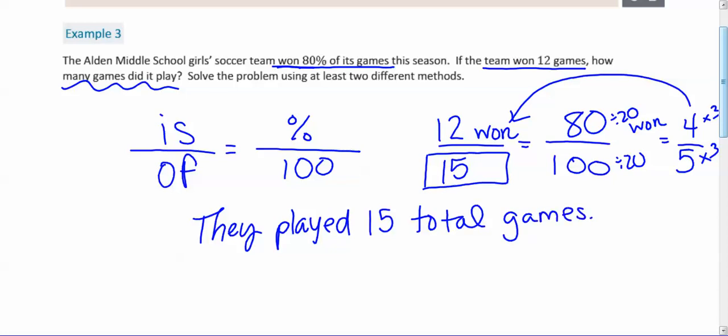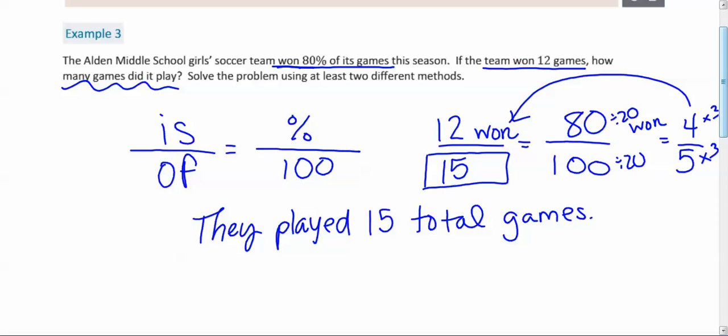So we said they won most of their games, right? 80% is most of their games. Does 12 out of 15 sound like that's most of the games? Yeah, so you kind of want to use some number sense here and just check, estimate to see, does that look right? Does that sound right? Yes? They only lost 3 games, which is really very good, yeah.